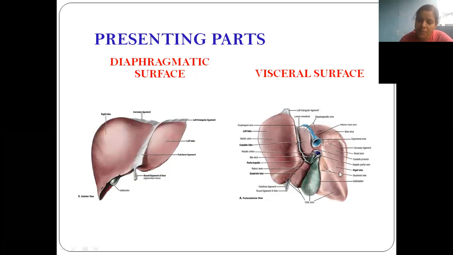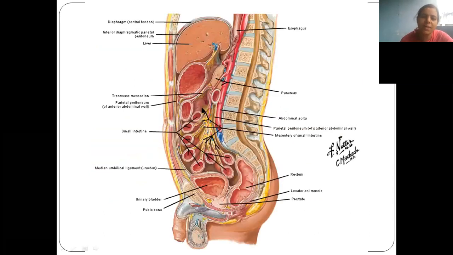On the visceral surface we have many impressions. Nearby visceral organs press against it and you will see the impressions. This is a very good picture which I have already shown you when we were discussing peritoneum, where the lesser sac was this area. Now this is our liver, all surrounded by peritoneum. Lower down, what is the name of this organ? This is the stomach. So the stomach shows its impression.